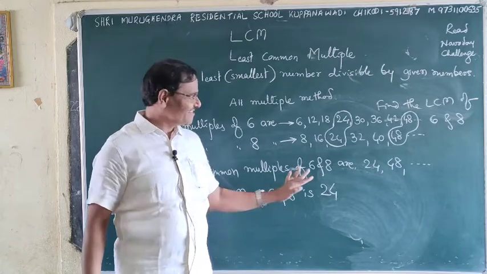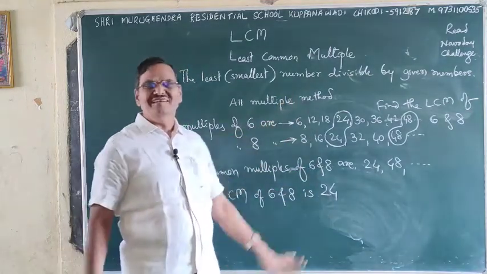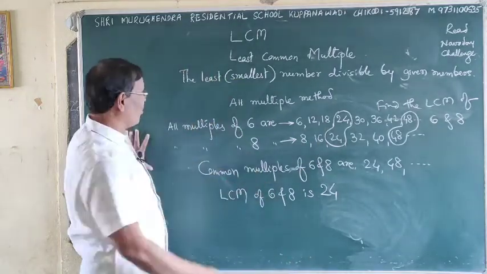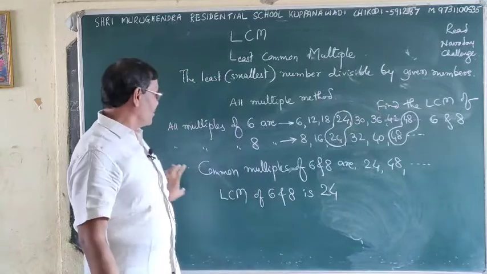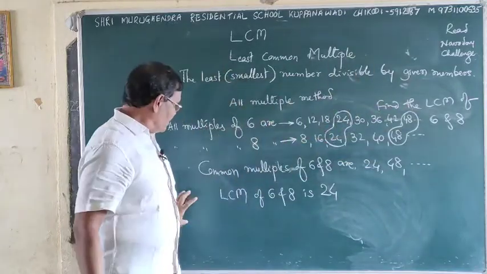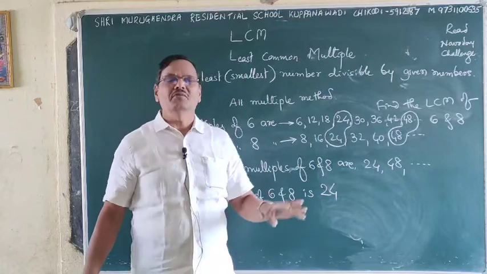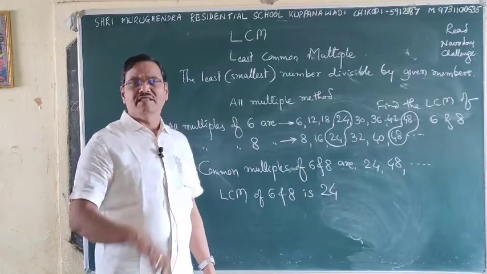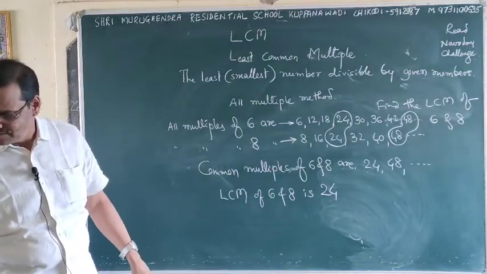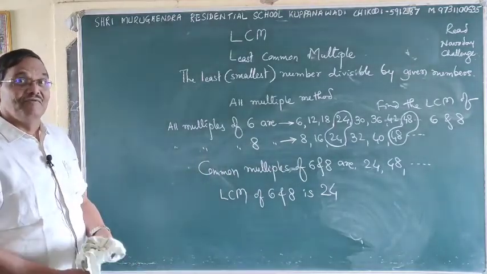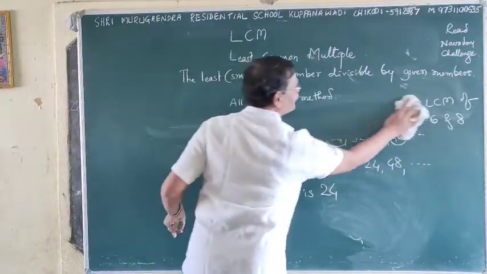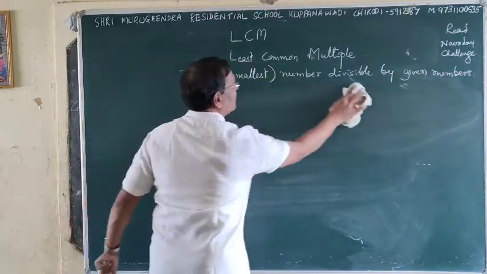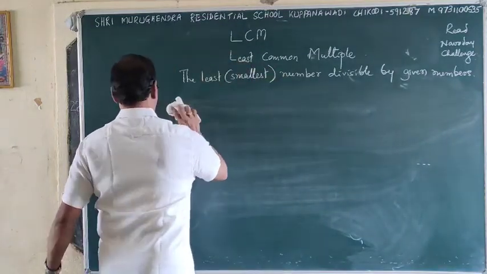Okay? Understood now? This is a very costly method because it is very expensive. We have to write all the multiples here and again the common multiples here, and the LCM of this is 24. Like this it is totally expensive. So I found another method, that I will show you now. Finding LCM.